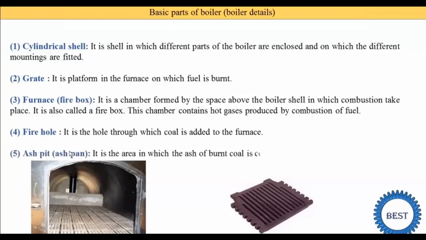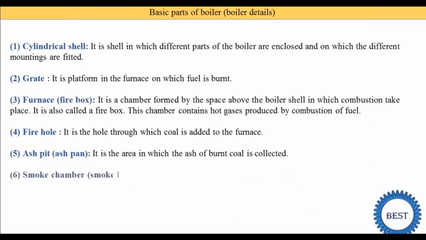Next is the ash pit or ash pan. It is the area in which the ash of burnt coal is collected. After the burning of coal, the last particles that remain are known as the ash. The ash is the final product of the coal after combustion. So the ash pit is generally installed below this grate, because from the grate the ash goes downward and is collected in the ash pan as well as the ash pit.